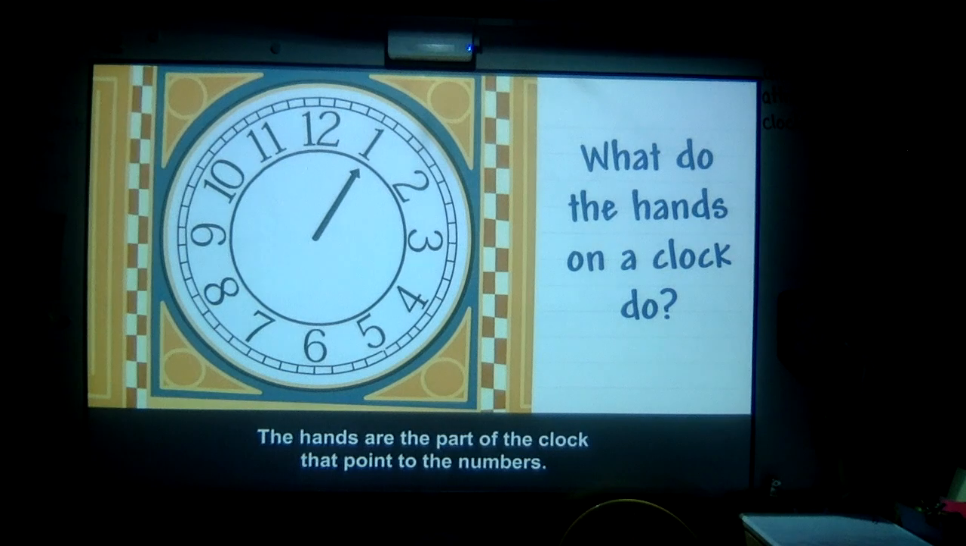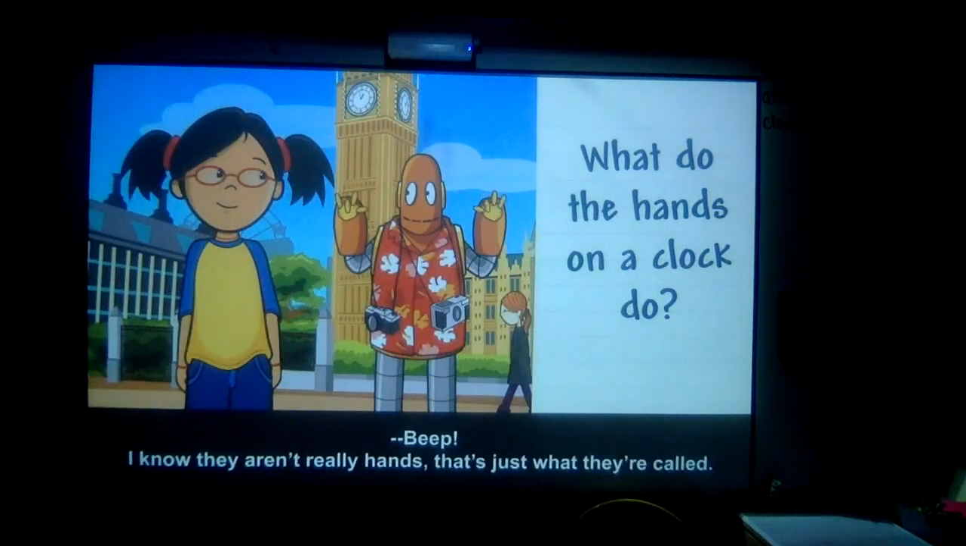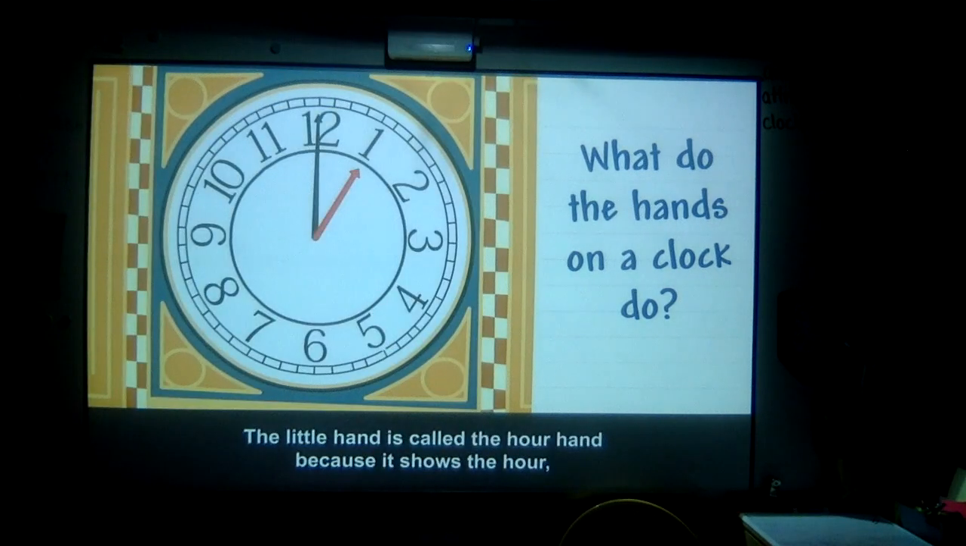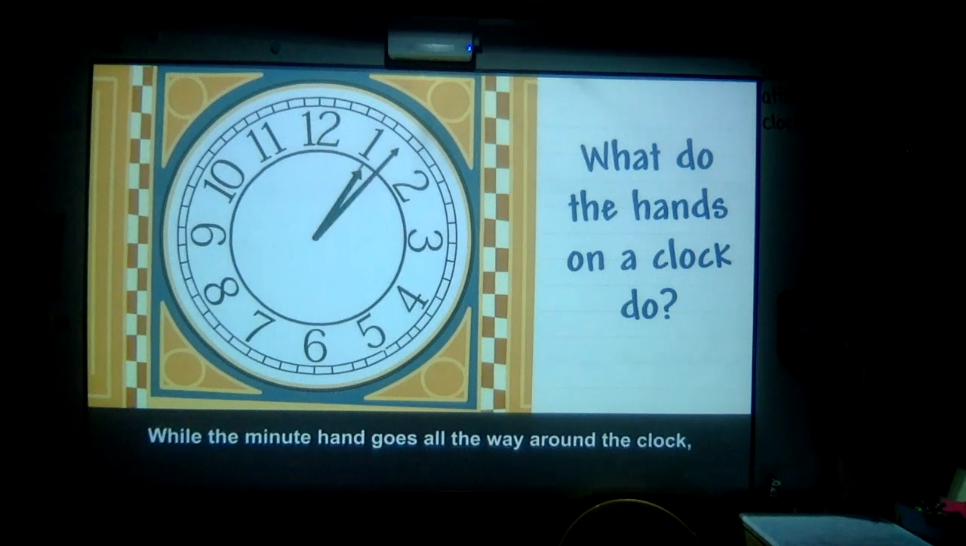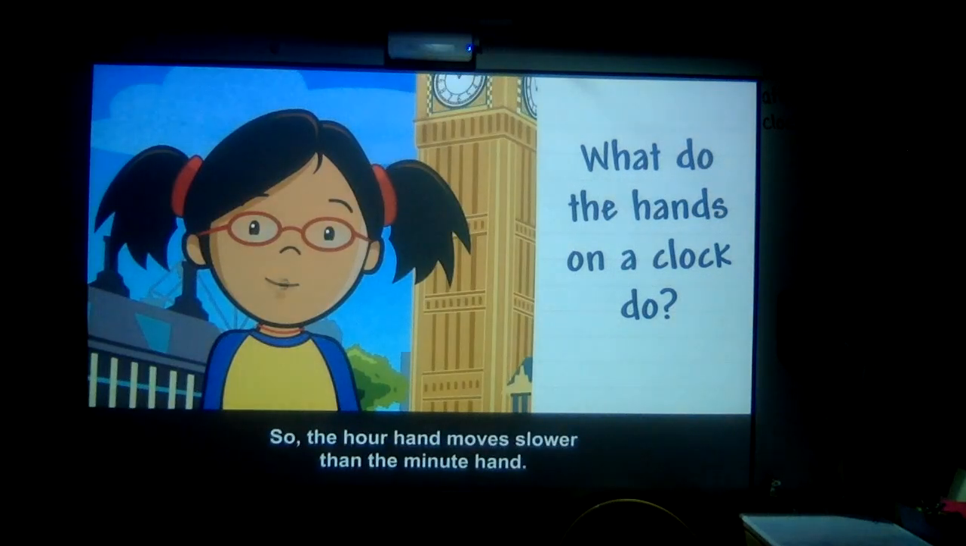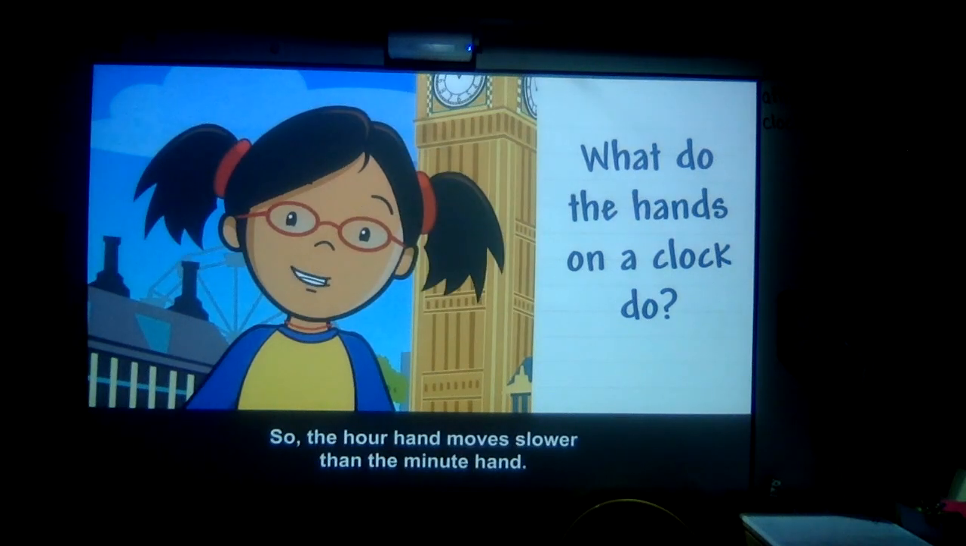The hands are the part of the clock that point to the numbers. I know they aren't really hands. That's just what they're called. The little hand is called the hour hand because it shows the hour. And the big hand is called the minute hand because it shows the minutes. While the minute hand goes all the way around the clock, the hour hand moves from one number to the next. So the hour hand moves slower than the minute hand.